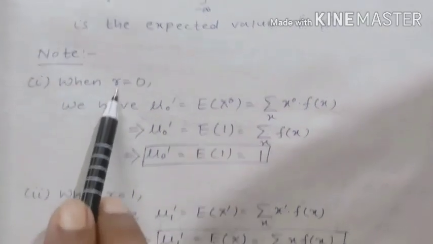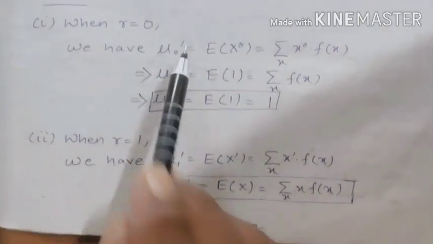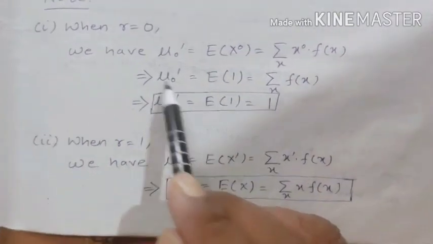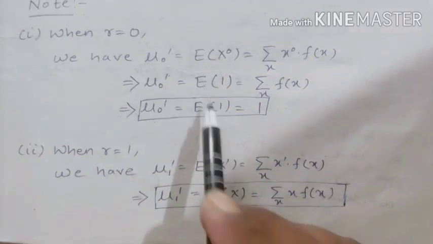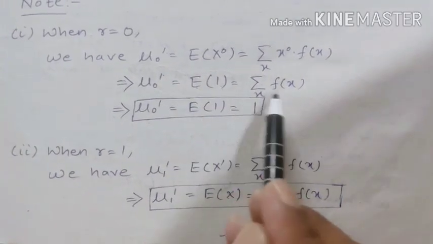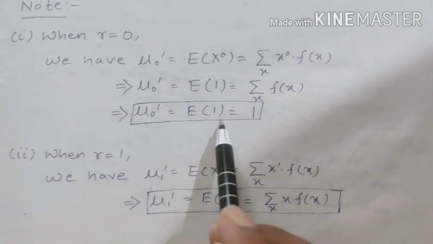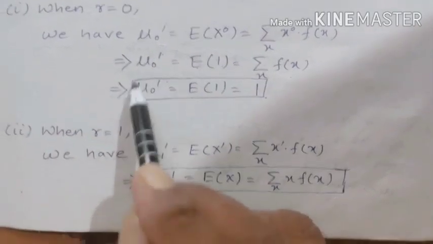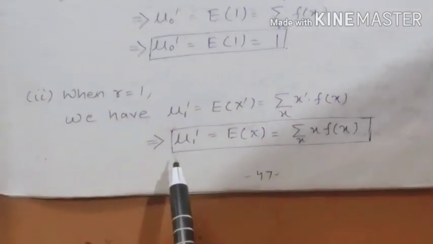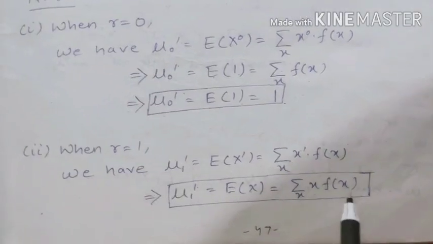Suppose r equals 0, so mu 0 dash equals E of X to the power 0, which equals E of 1, which equals the summation of f of x. So mu 0 dash equals E of 1 equals 1. You must remember mu 0 dash. Similarly, mu 1 dash is x into f of x.